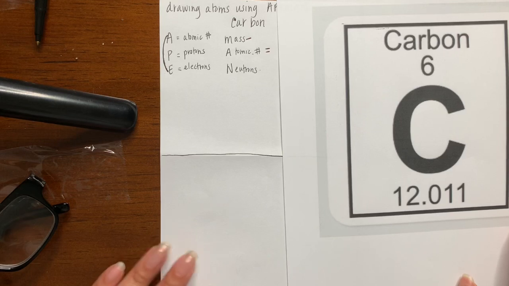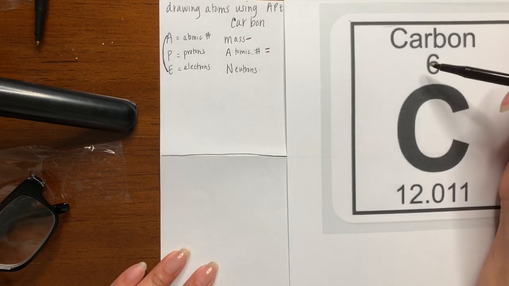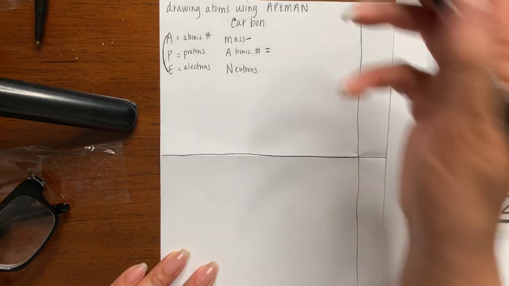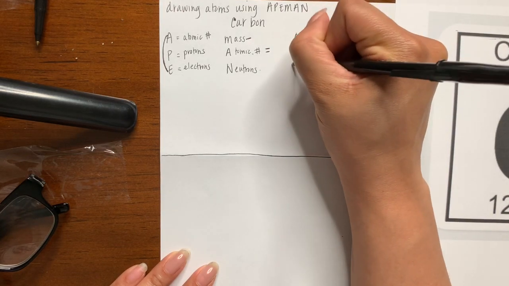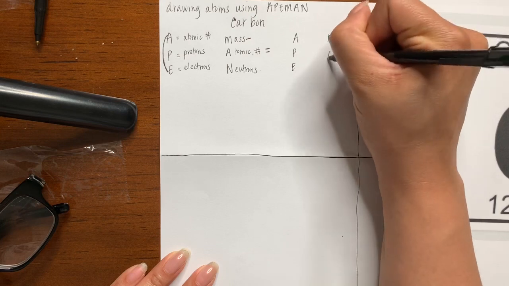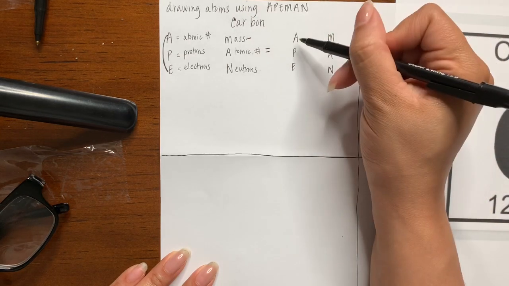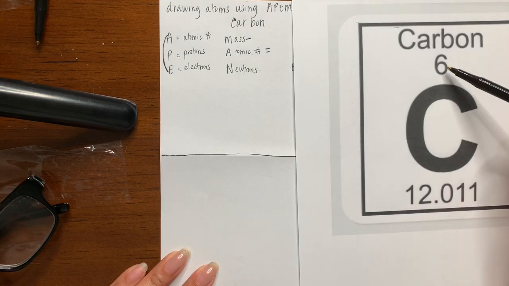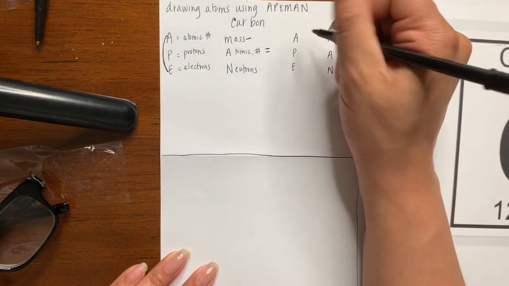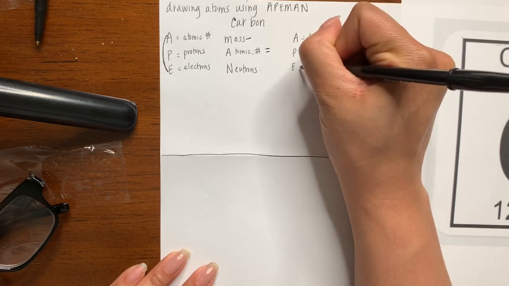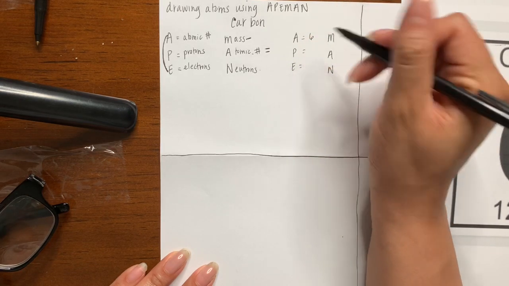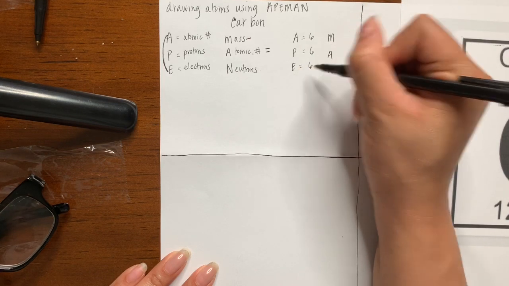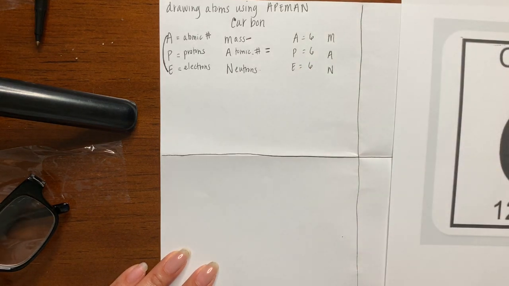If we take a good look at carbon, we have the atomic number here and we have the mass here. We're going to do APEMAN, A-P-E-M-A-N. We're looking for our atomic number first. If you look at carbon, the atomic number is 6. So A equals 6, which means that protons also equal 6 and electrons also equal 6.